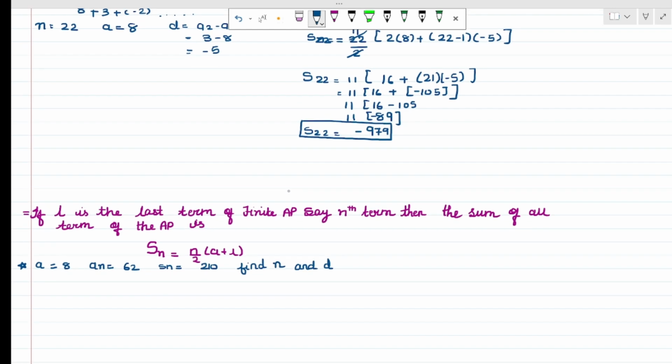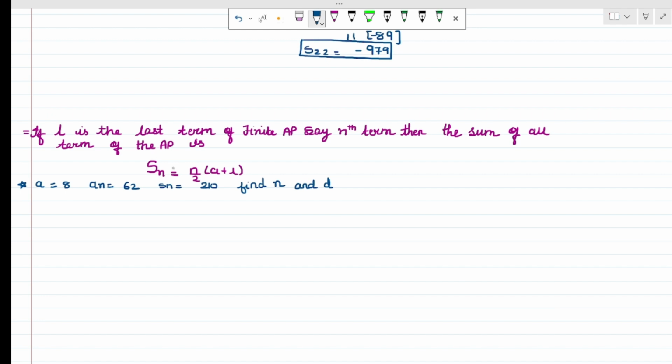Okay, this was your formula for Sn when you are asked for the sum of an AP. Now, the second format for this Sn is when you are given a last term directly. If L is the last term of an AP, as I mentioned earlier, An is also called the last term. It is also denoted by L. So, if the last term of a finite AP, say the nth term, is given, then the sum of all terms of the AP can be given by this formula. It is very important, used very little, but you have to remember it.